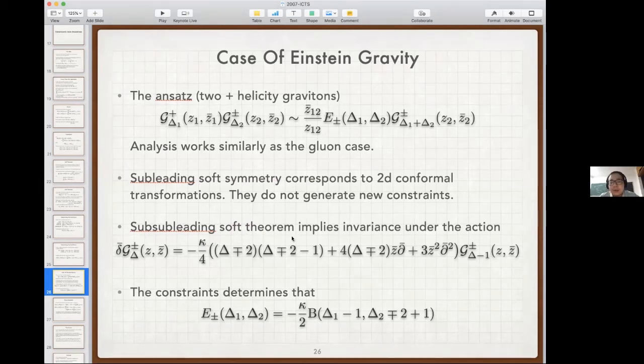And when you translate it into the language of this celestial amplitude, it just tells you that the celestial amplitude has to be invariant under such action. Okay. So you just plug it in very similarly and do the analysis and pick out the leading part and try to see what kind of constraint it gives you. And after solving the constraint, you get very nicely the answer for the OPE coefficients for the graviton operators.